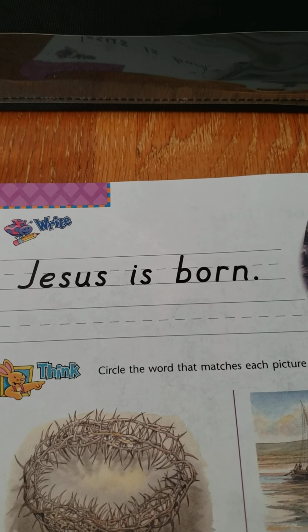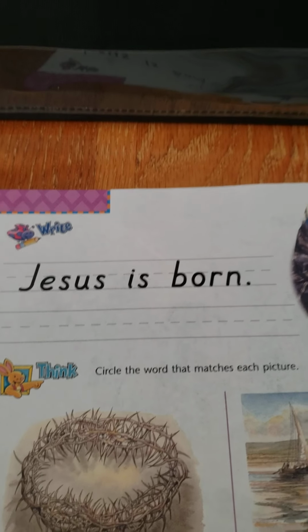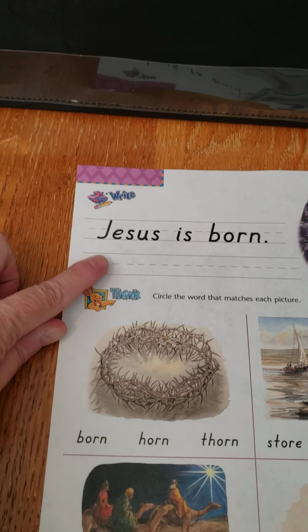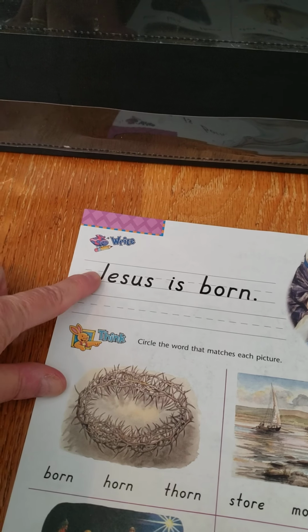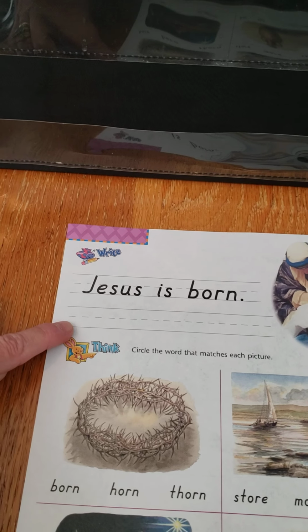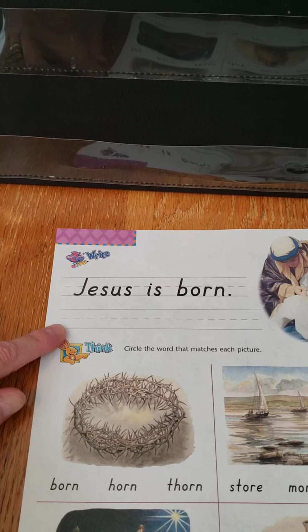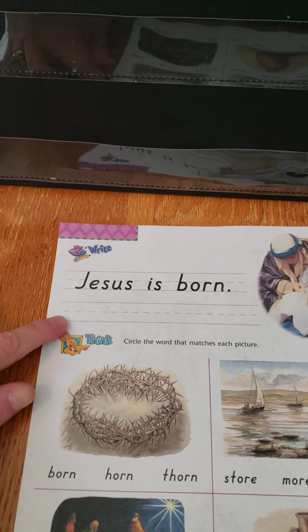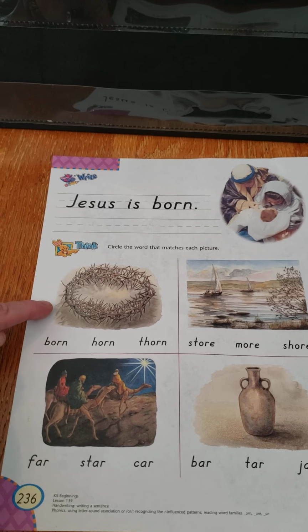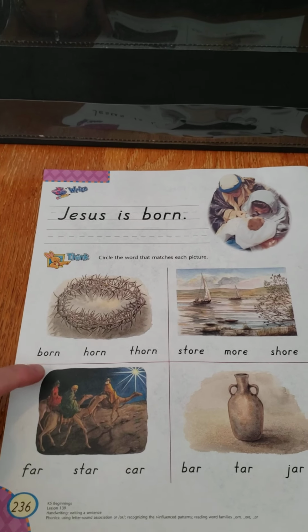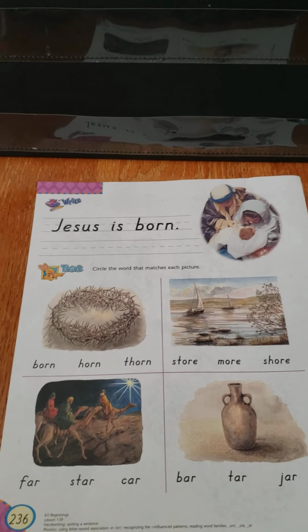Jesus is born. Now you see this line right here? I want you to write it on there. Not like those letters though. Write them the way we have learned how to write our letters in class. Then, you see there's a picture of thorn. Now you have to figure out which word says thorn and circle it.